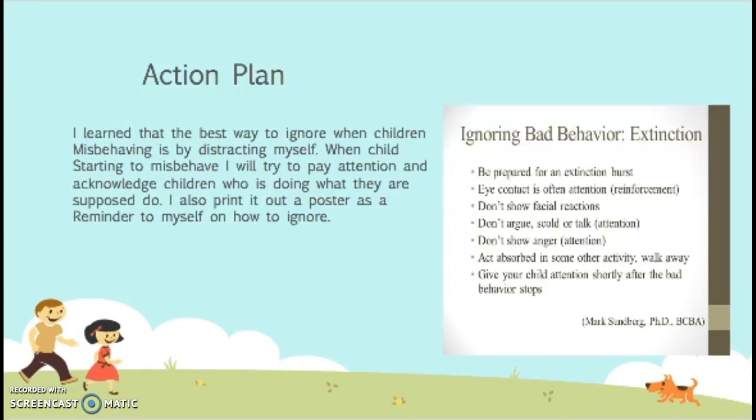And my action plan is, I picked something up from a BCBA book, and I learned that the best way to ignore when children are misbehaving is distracting myself. When a child starts to misbehave, I will try to pay attention and acknowledge children who are doing what they are supposed to do. I also printed out the poster as a reminder to myself, that you can see on the right, and hopefully that will help me ignore better.